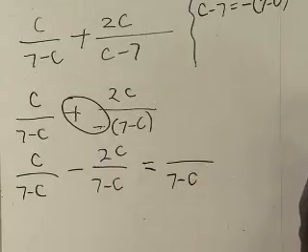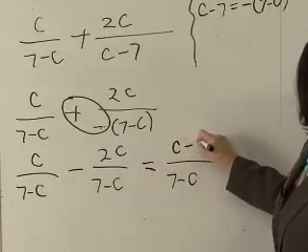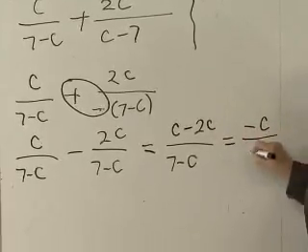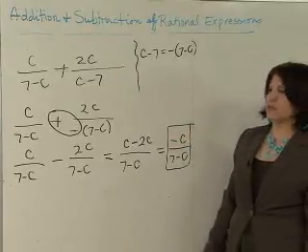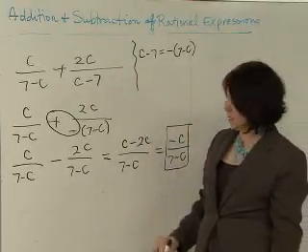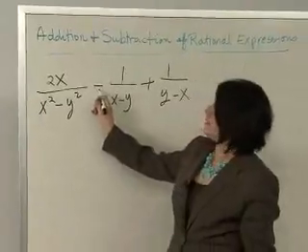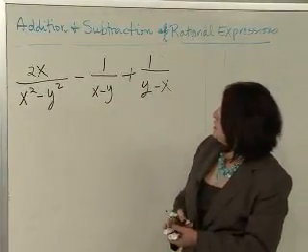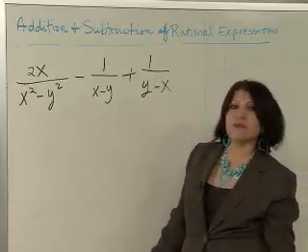So I take the common denominator, which is 7 minus c, and subtract the numerators, so it's c minus 2c. And c minus 2c is negative 1c, or just negative c over 7 minus c. And that would be my final answer for this one. So this is a case dealing with adding or subtracting when you're dealing with opposites. All right, so here I'm subtracting the first two fractions and then adding the third one. So I look at the denominators, first of all, and I see that they're not the same.